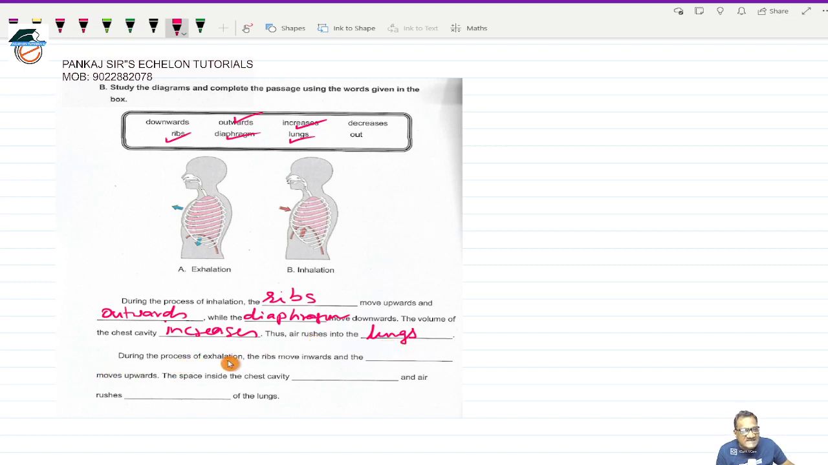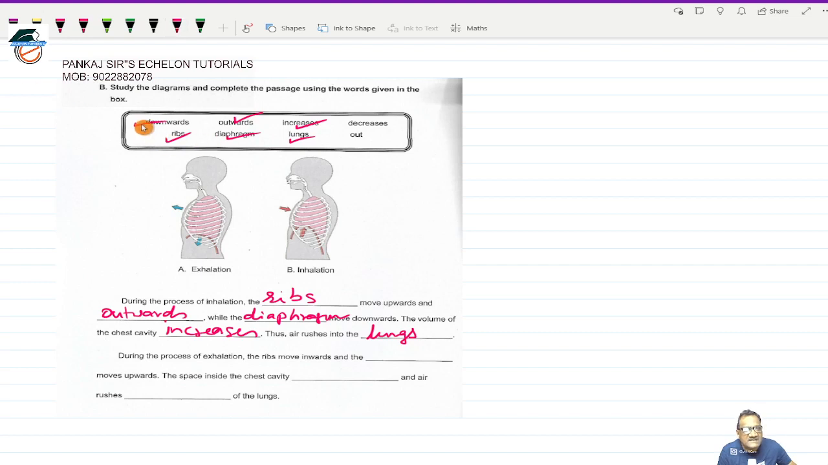Now during the exhalation, just the reverse is going to happen. During the process of exhalation, the ribs moved upward and outward earlier, and now they will move inward and downwards. Sorry, the ribs move inwards and the dash moves upwards. So what will move upward?